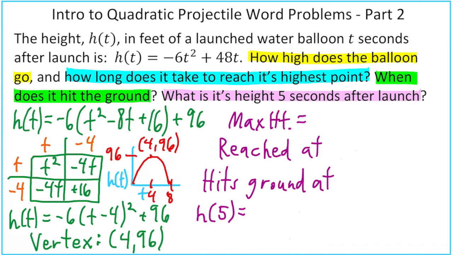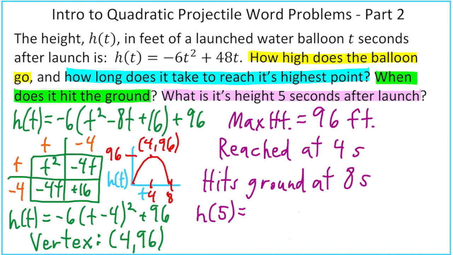All right, let's look through our answers. So, maximum height, as you can see on the drawing, is 96 feet. When does it happen? It happens at 4 seconds. If it takes 4 seconds to get to the maximum height, it would take 4 more seconds to get back down to the ground. So it hits the ground at 8 seconds.